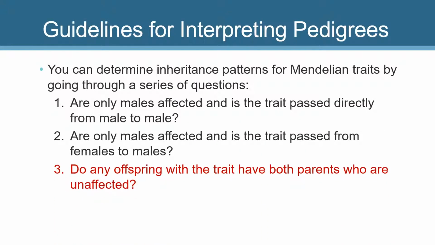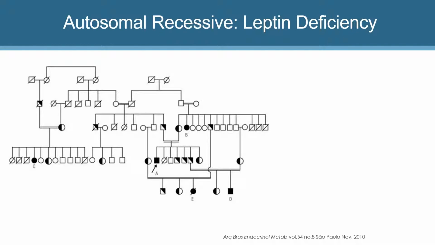The next question you can ask is, do any offspring with the trait have both parents who are unaffected, or without the trait? If the answer is yes, that would be an example of autosomal recessive inheritance. In an autosomal recessive condition, like the one shown here, affected individuals must have two parents who are carriers, and therefore be unaffected.